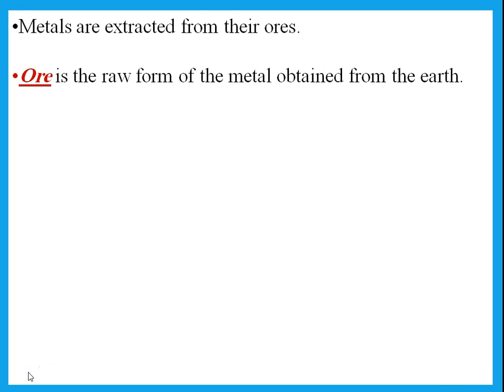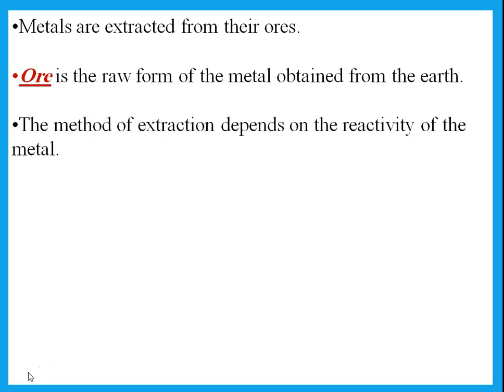So in order to get a metal, aluminium or sodium or zinc or iron, I need to get something from the earth, a raw form of the metal from the earth, and then I can work on it in order to get the metal. So that is what we call the ore. The ore is the raw form of the metal obtained from the earth.